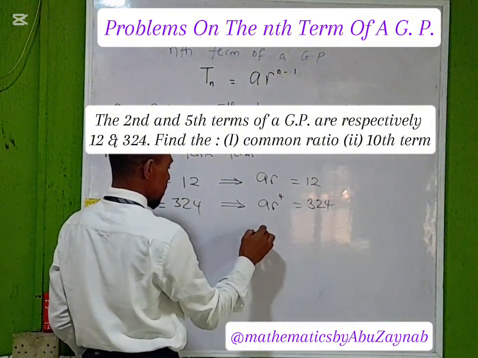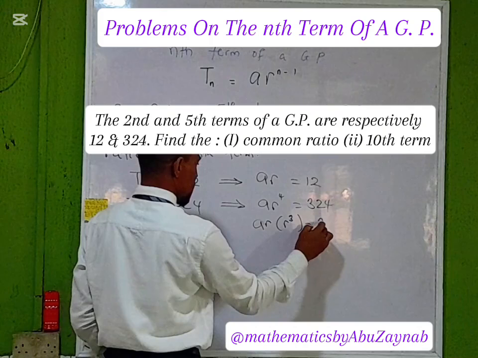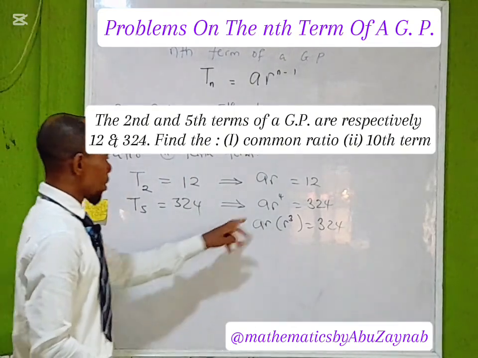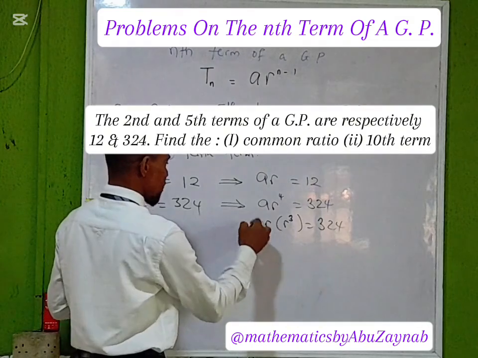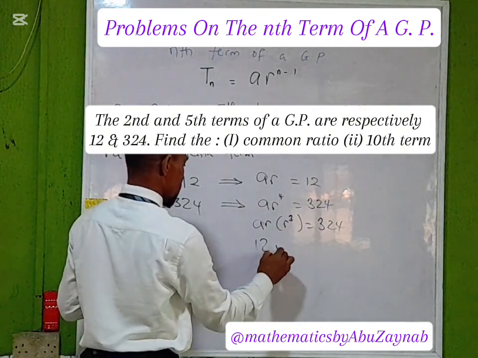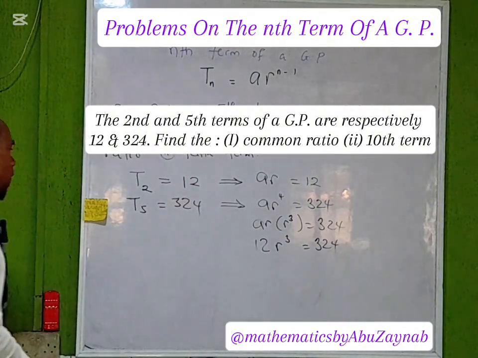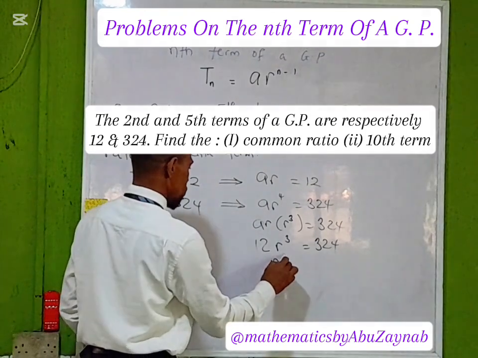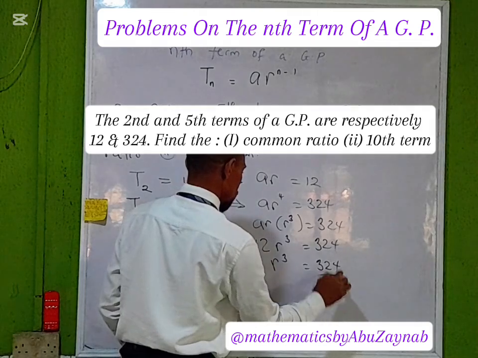Putting that here, this means ar times r cubed. That's the meaning of ar^4. ar times r cubed, because ar^4 is ar and then r cubed. Knowing well that ar is actually 12, we're going to say 12r cubed equals 324. So 12r cubed equals 324. In other words, what's r cubed? That will be 324 over 12.